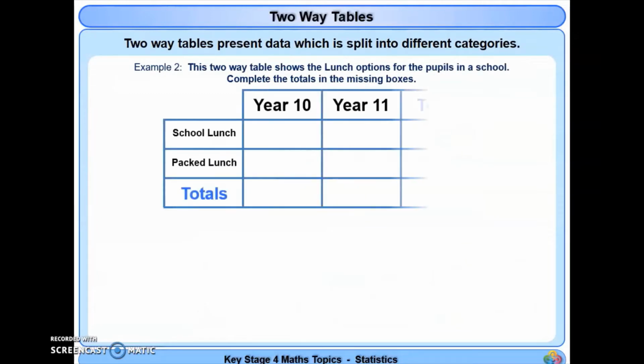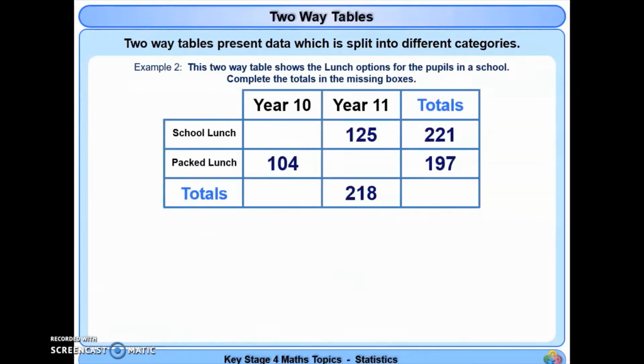Let's have a look at another example. We'll do this one a little bit quicker. So we've got a half completed two-way table. There's some data available and it shows lunch options for pupils in a school. So we've got two bits of data, two categories. We've got whether the students are in year 10 or 11, and we've also got whether they take a school lunch or they take a packed lunch. We're missing some values, so we're going to do some calculations to work out the missing values.